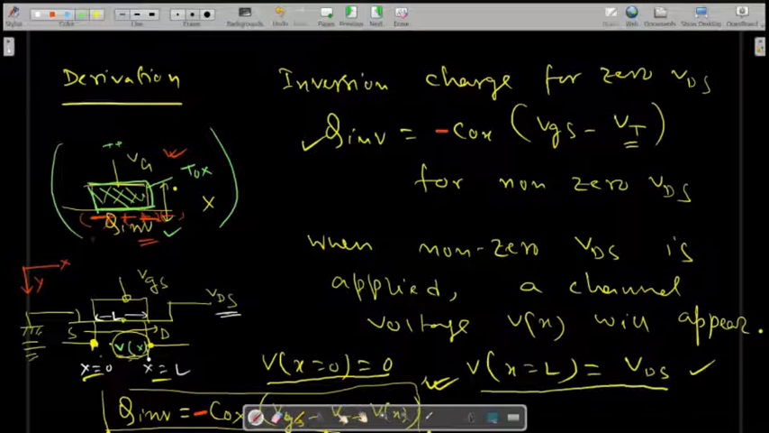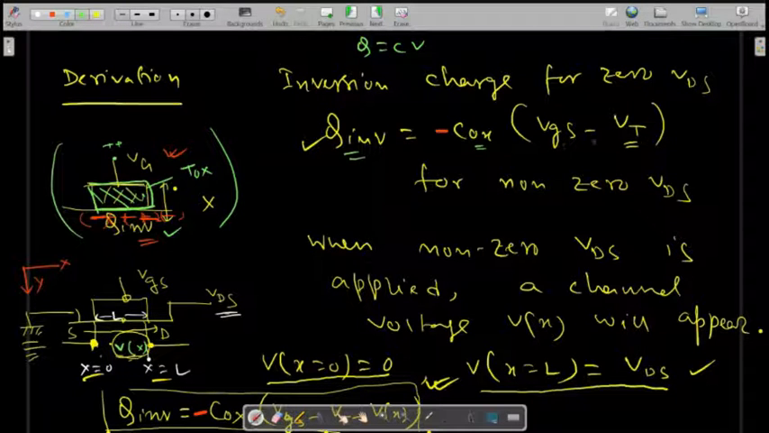So from the Q equal to CV relation, we can write Q inversion equal to minus COX times the effective voltage. Effective voltage means whatever voltage you apply should be greater than the threshold voltage to create an inversion layer. So the effective gate voltage is VGS minus VT, where VT is the threshold voltage. You have to apply a voltage greater than the threshold voltage to achieve the strong inversion condition. I put a negative sign because the charges are electrons here. If you are working with a PMOS, it will be plus.